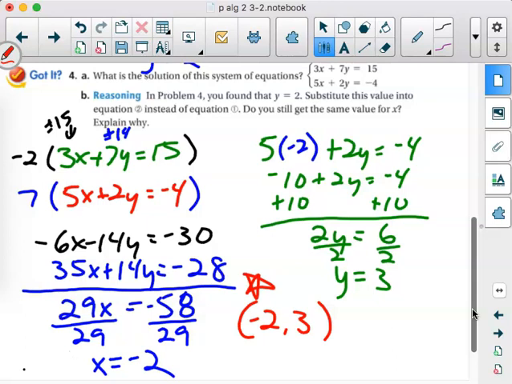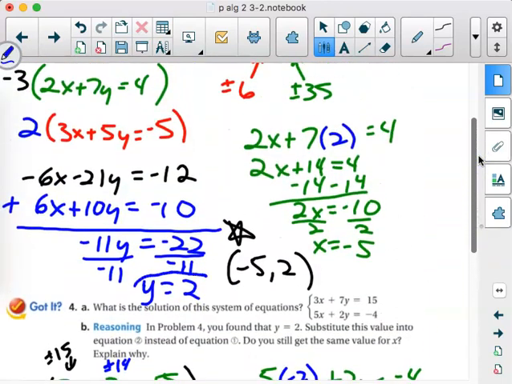Now, yesterday, we spent a lot of time going through and checking our answers. That's why I'm not checking all of our answers today. When you check your answers, you just put this in for x in both spots, this in for y in both spots, and it has to make both of those true. That's how you know it works for both of those equations. So you can always do that. Now, part B says, in problem 4, so that'd be this one up here.